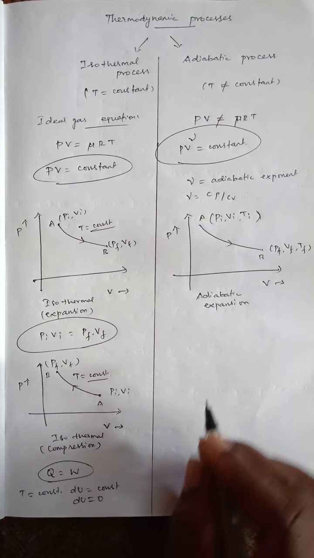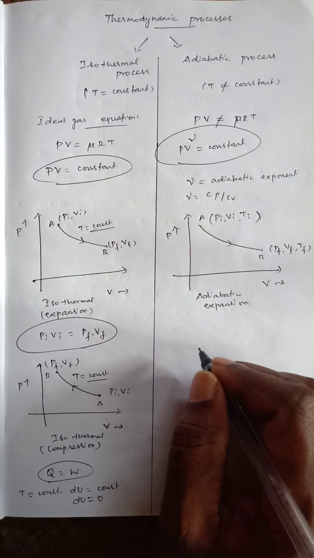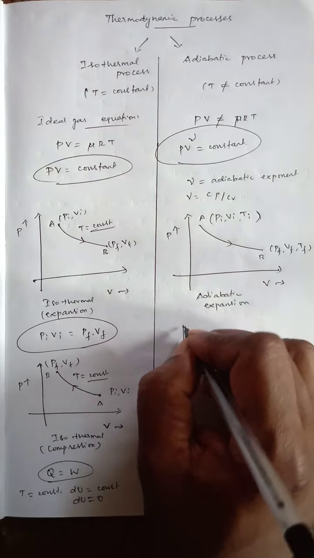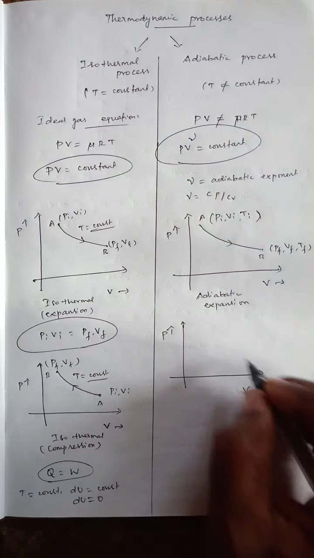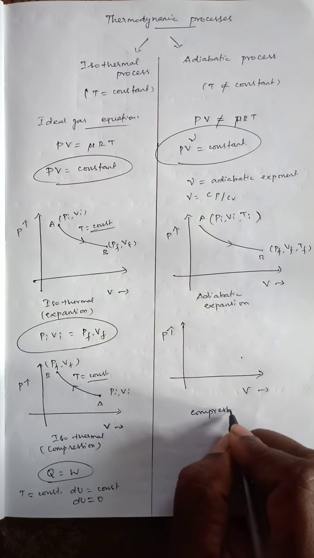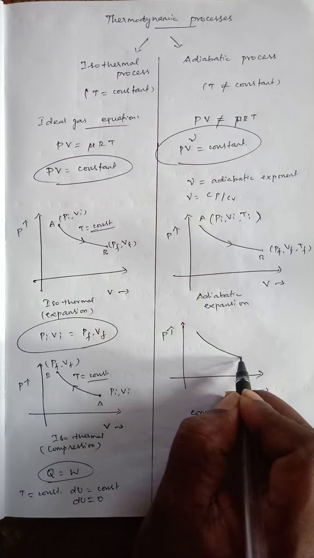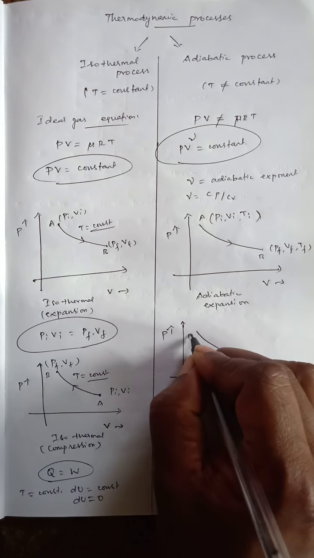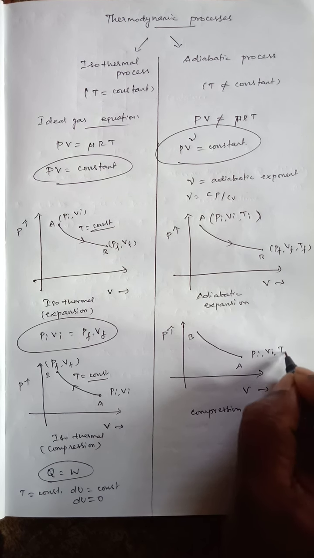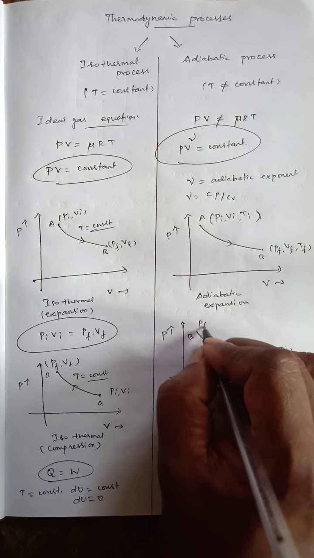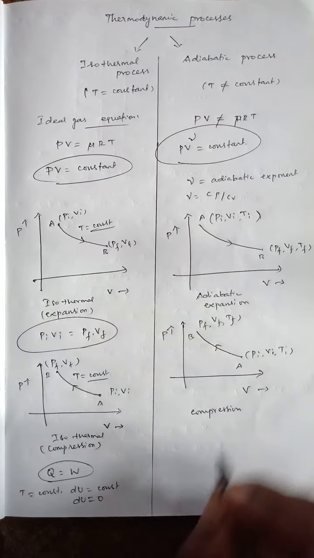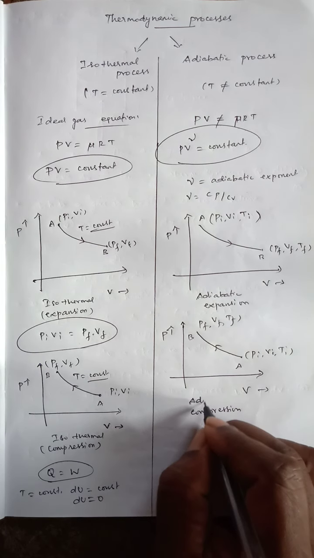For compression, volume on the x-axis, pressure on the y-axis. This is a point here. For compression, pressure increases and volume decreases, and you get a curve like this. Say A and B: here the initial pressure, initial volume, then initial temperature. Here the final pressure, final volume, then final temperature. It shows like this. This is the meaning of adiabatic compression.